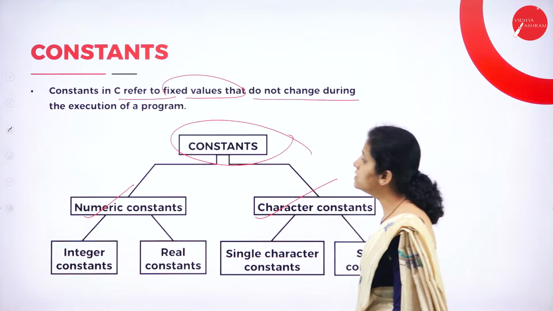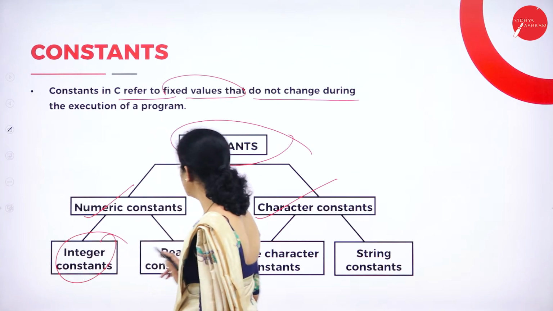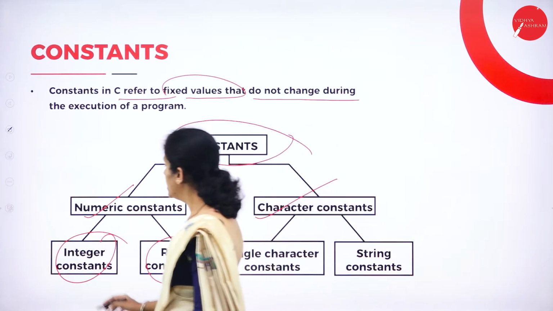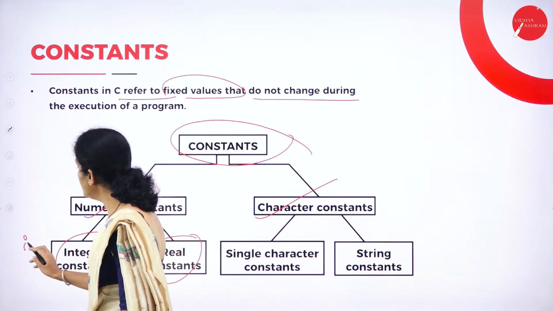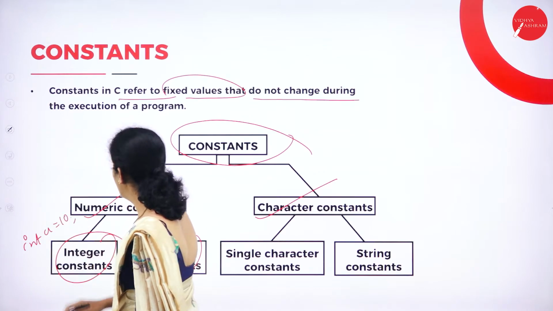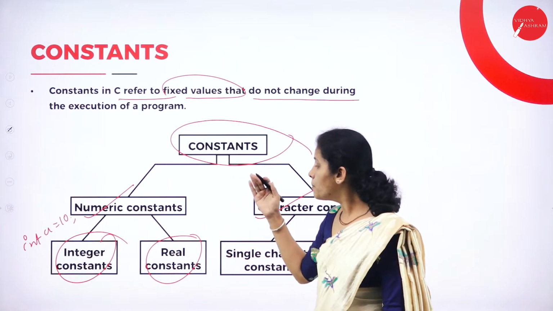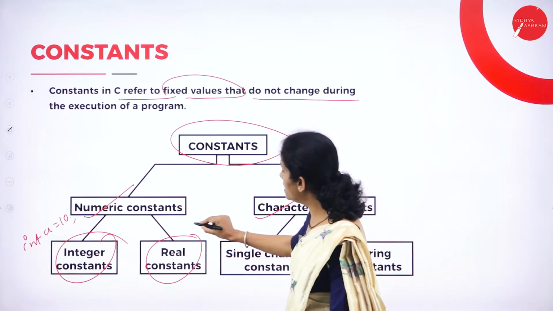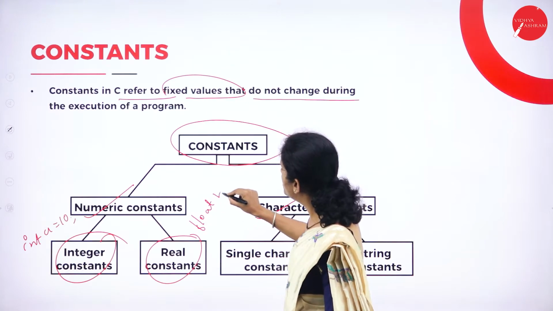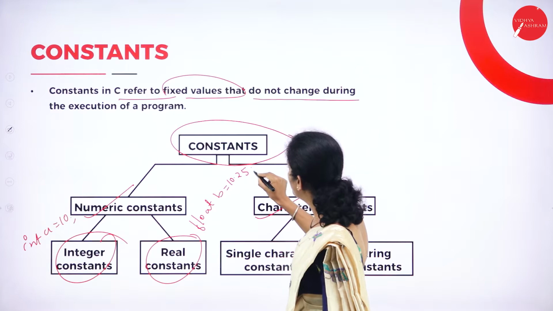And if I consider numeric constant, I'm going to have the integer constant as well as floating point constant. An example for integer constant: int a = 10. And if I consider real, that is nothing but the fractional point constant, then I'm going to have float or double: float b = 10.25.